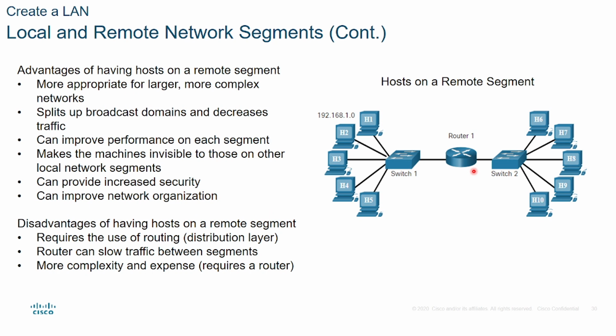So, advantages of having hosts on a remote segment. Now you can see the router has come into the picture. It is more appropriate for larger and more complex networks, splits up broadcast domains and decreases traffic, can improve performance on each segment, makes the machines invisible to those on other local network segments, can provide increased security, and can improve network organization. The disadvantages are that it requires the use of routing, which is the distribution layer, and routers can slow traffic between segments. So more complexity and expense.